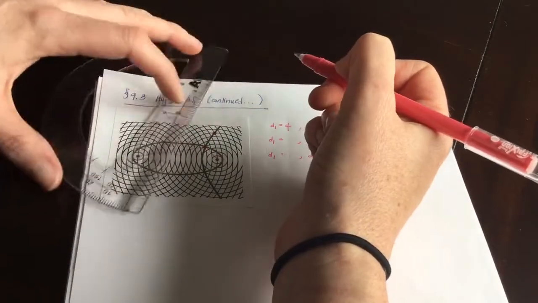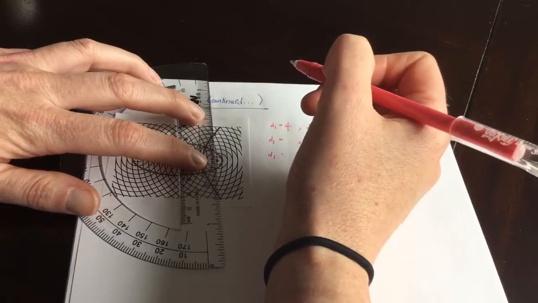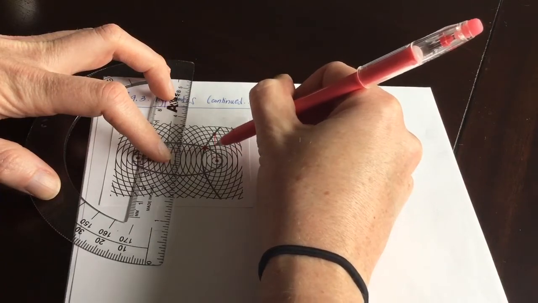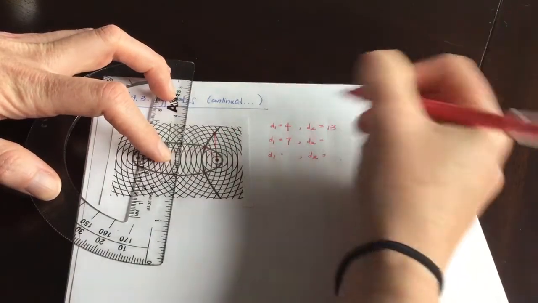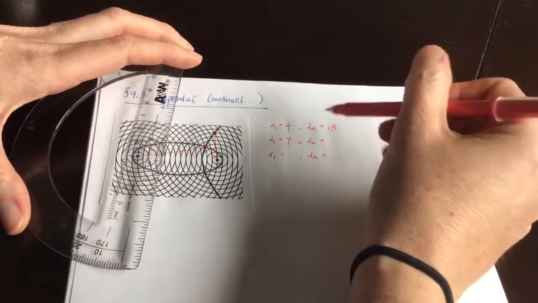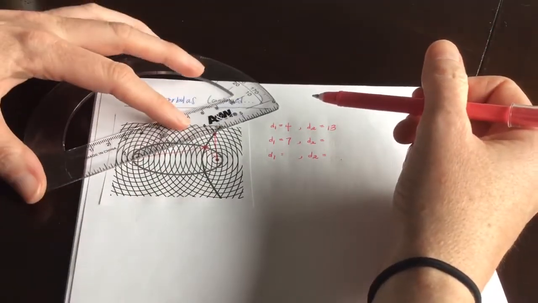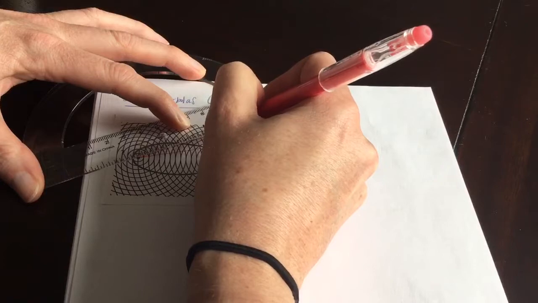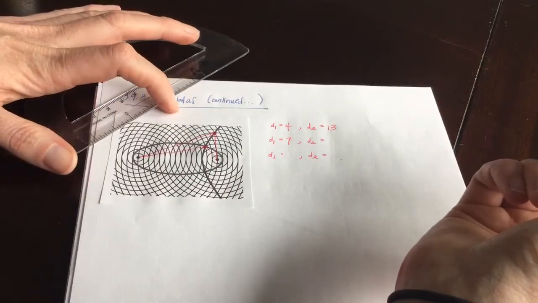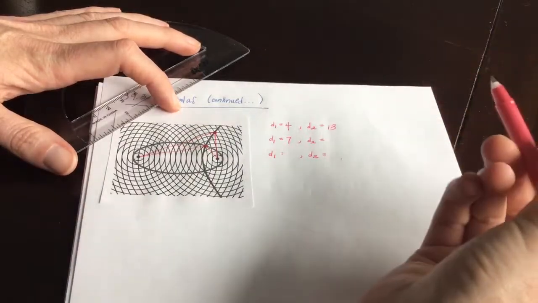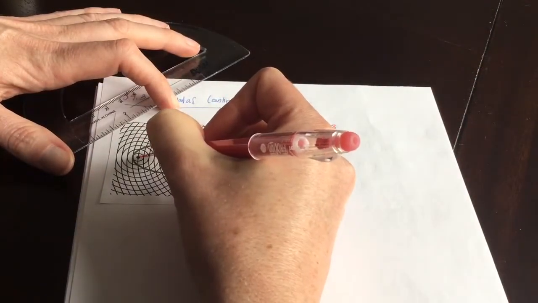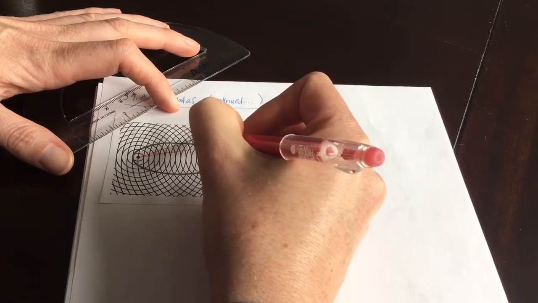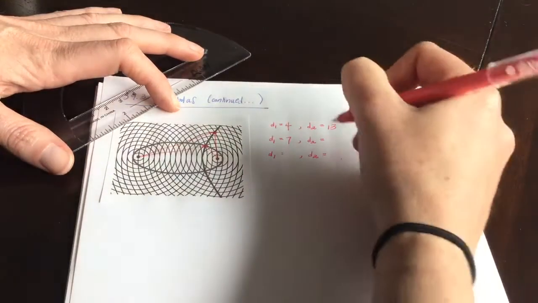Let's say I pick another point that's on the hyperbola. This point right here. And I count how far it is from this focus. 7. Okay. Anybody have a guess without counting what the other distance is going to be? This distance from the point that's on the hyperbola to the other focus. Okay. Got your guess? Let's count. 1, 2, 3, 4, 5, 6, 7, 8, 9, 10, 11, 12, 13, 14, 15, 16. Was that your guess?